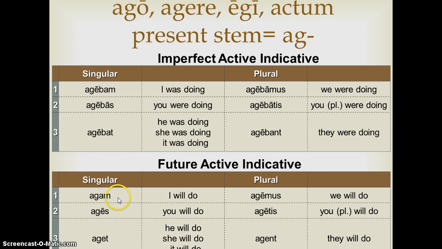And again, notice that we are not using bo, bis, bit to show the future of this verb because it's a third conjugation verb. We simply change the vowel that we're using from an I, sometimes U, to an E, sometimes A, to show that we are in the future tense. So, ago, first person singular present active indicative. Agam, first person singular future active indicative. Agis, right? You do, to ages, you will do. So future, agam, ages, aget, agemus, agetis, agent.